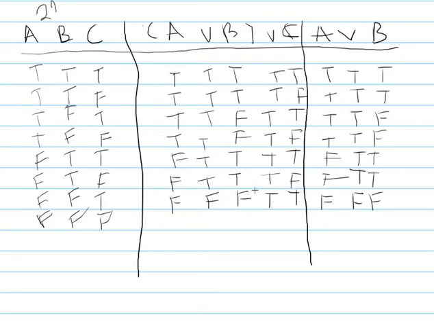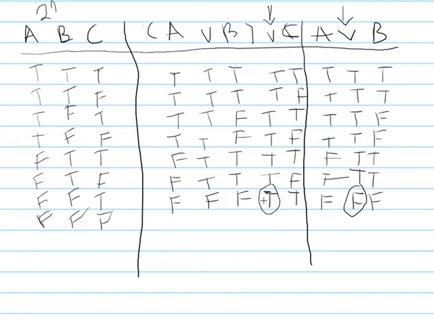Okay, so I'm stopping here at the 7th row, and even though I have one more row to go, I have an answer to the question of whether these two sentences are equivalent or not. Because on this 7th row, I have found a case where the sentence A or B or C is true, and the sentence A or B is false. That means that I have found a case where these two sentences have a different overall truth value, and that means that they're not equivalent.